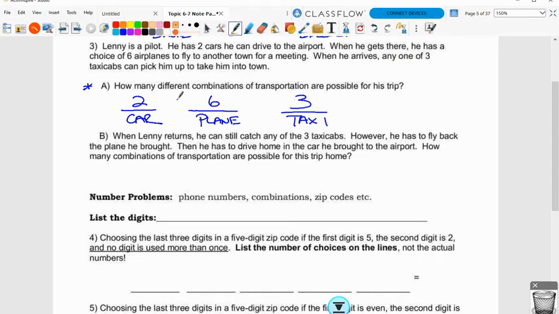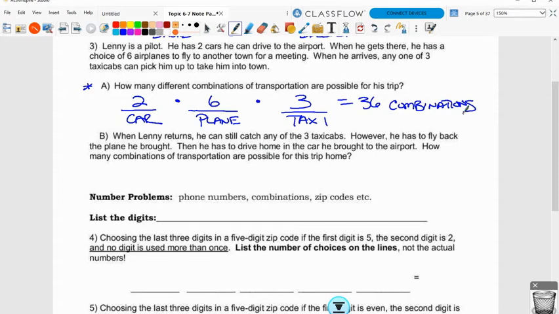So all we need to do now is multiply the number of choices that we have. 2 times 6 is 12. 12 times 3 is 36 combinations. Lenny has 36 combinations of transportation for this trip.